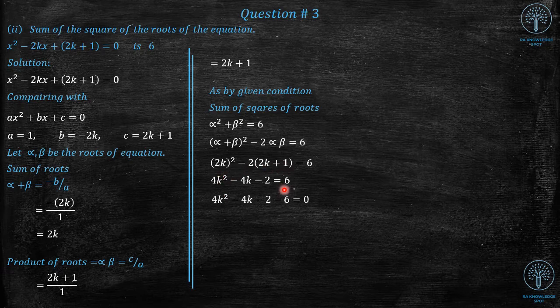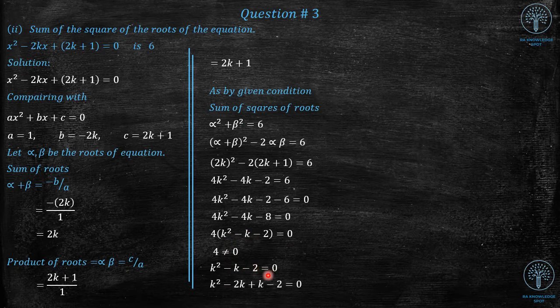Then shifting the 6 towards the left hand side, some more simplification, that is minus 8. We are going to take 4 common. 4 1s are 4, 4 1s are 4, 4 2s are 8. As 4 is not equal to 0, or if you feel difficulty in this step, you can say 4 is multiplying, on the other side it will be divided, and 0 divided by something is 0. Now k square minus k minus 2 is equal to 0.